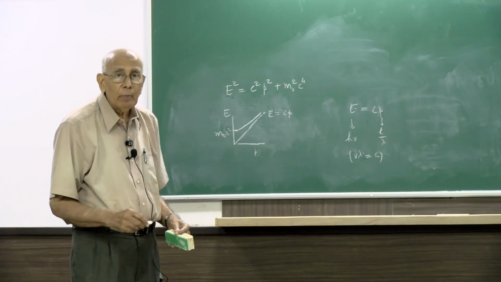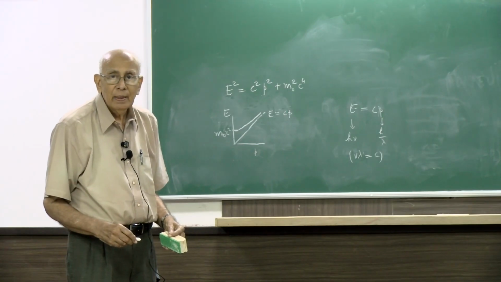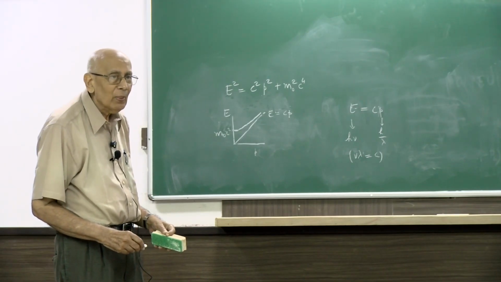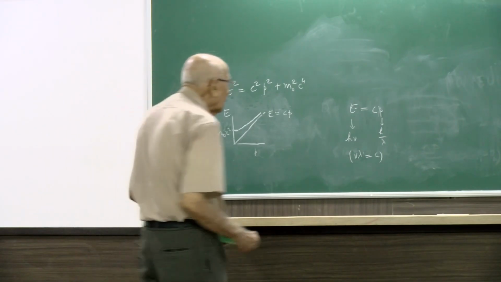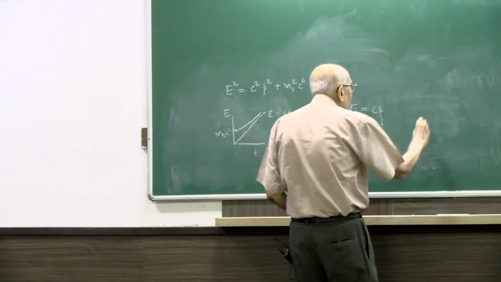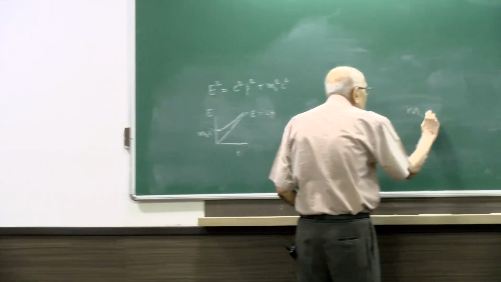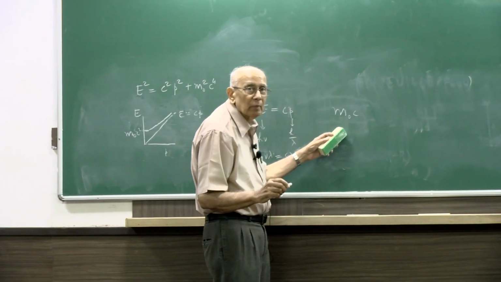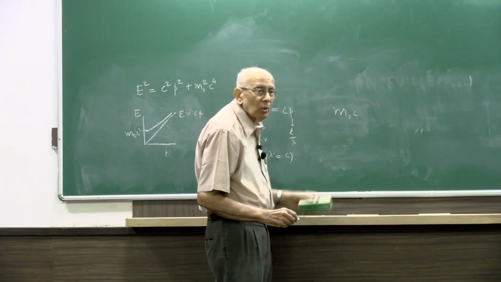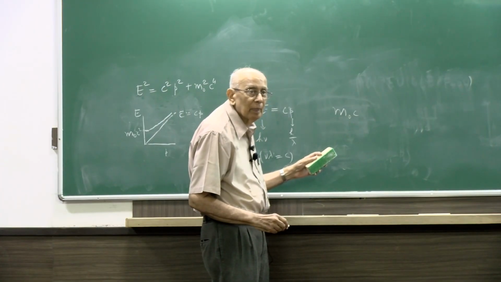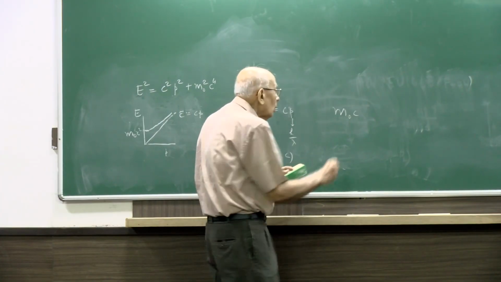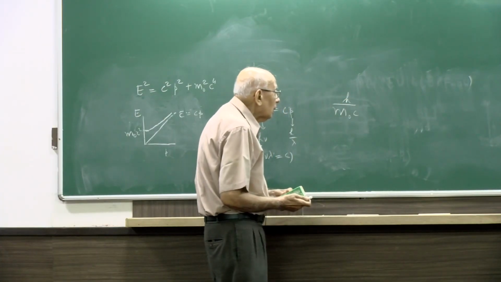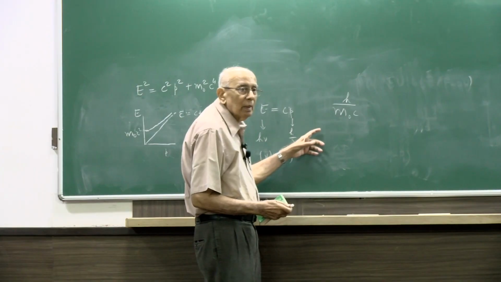What do you call h over m naught c? There's a name for it. m naught c has the physical dimensions of a linear momentum, mass times velocity, speed. What do you call this momentum? That's a length. What do you call this length?